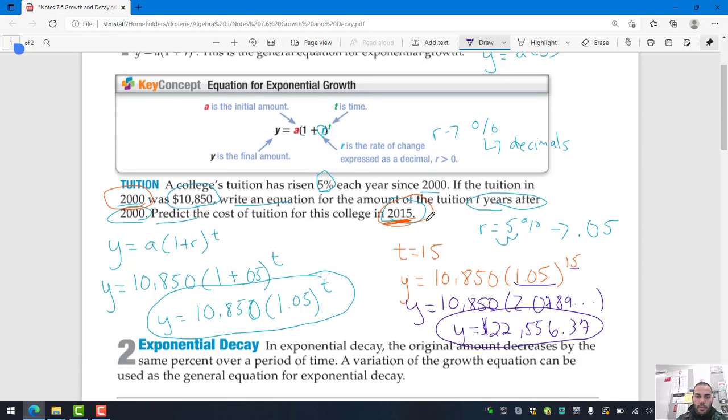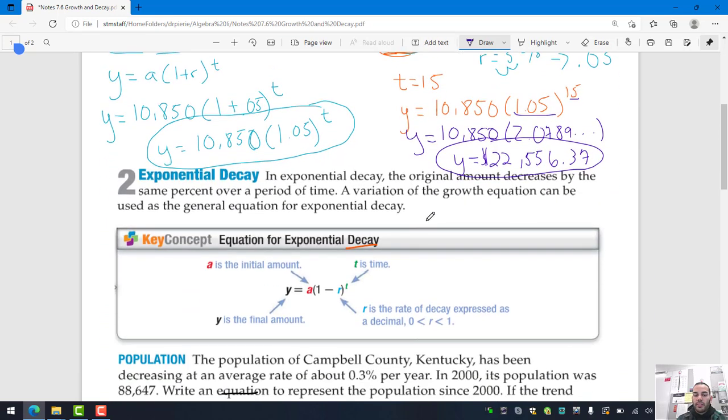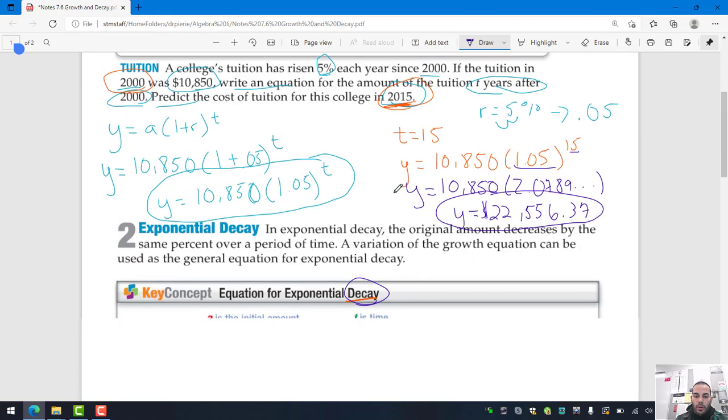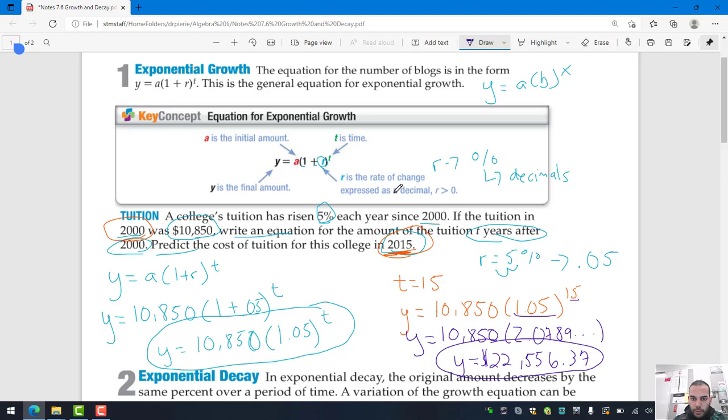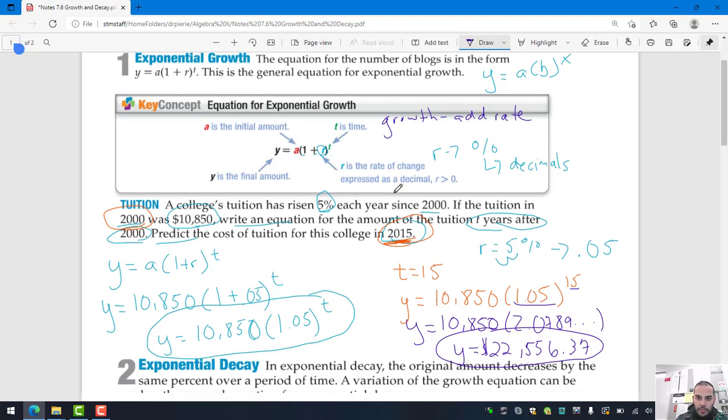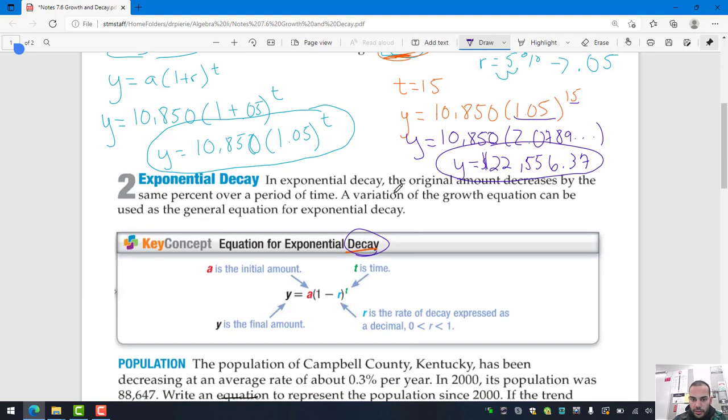All the variables mean the exact same thing, but the one difference is if you know you're dealing with exponential decay, it's getting smaller and smaller every time. Rather than adding the rate like we did up here, we're going to subtract the rate. So that might be a good important thing to add. If it's growth, you add the rate of increase. If it's decay, if the model's getting smaller and smaller over time, you subtract the rate.